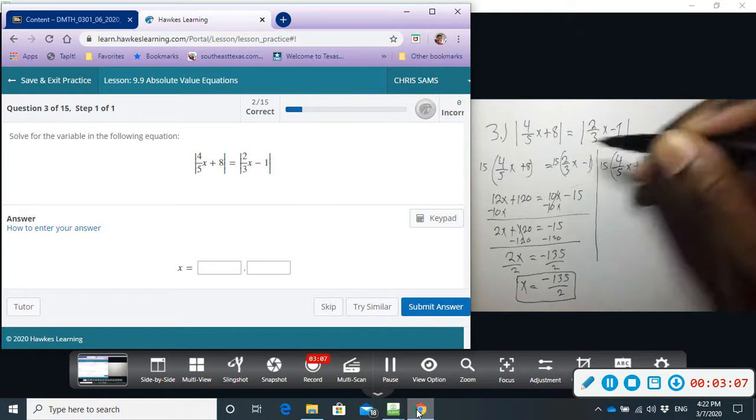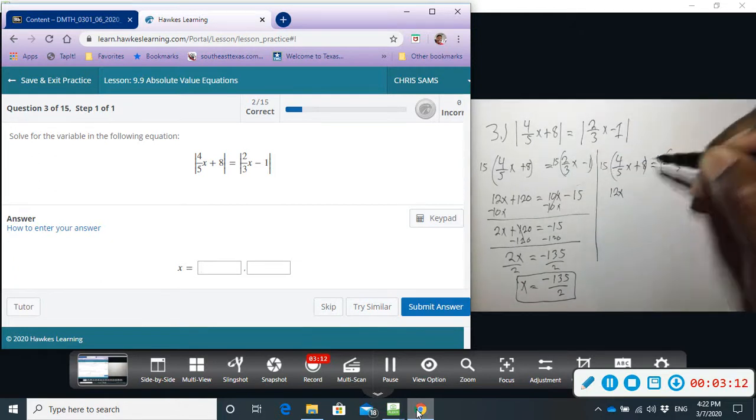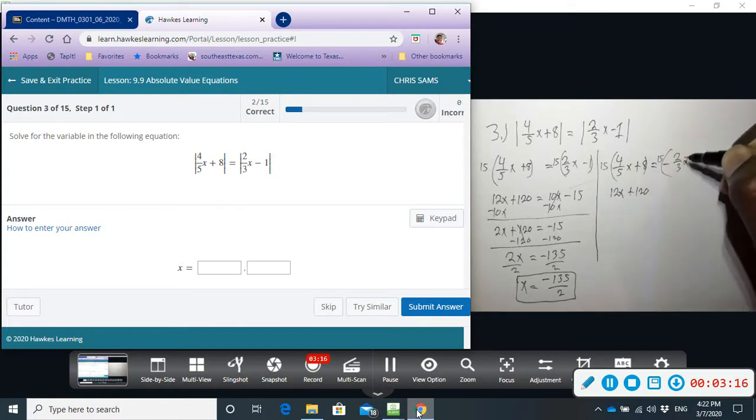So same numbers we're going to end up with. This is going to end up being 12x again. This is going to be 120. And then over here, the same numbers, just different signs. So this is going to be a negative 10x and then a positive 15.